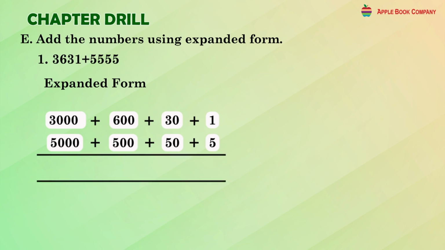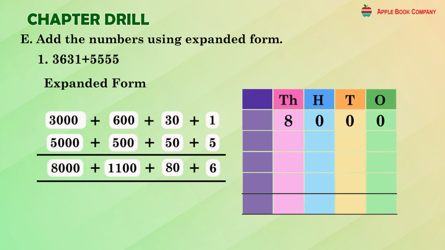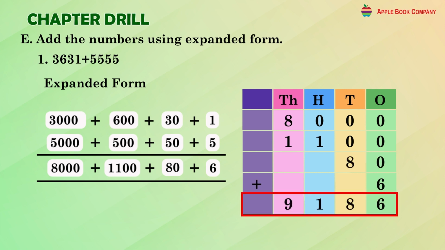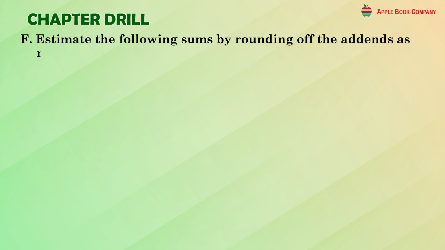Now, when we add the expanded form, 5 plus 1 is 6. 30 plus 50 is 80. 500 plus 600 is 1,100. 5,000 plus 3,000 is 8,000. 8,000 plus 1,100 plus 80 plus 6 is equal to 9,186. So, the total of 3,631 and 5,555 is equal to 9,186.